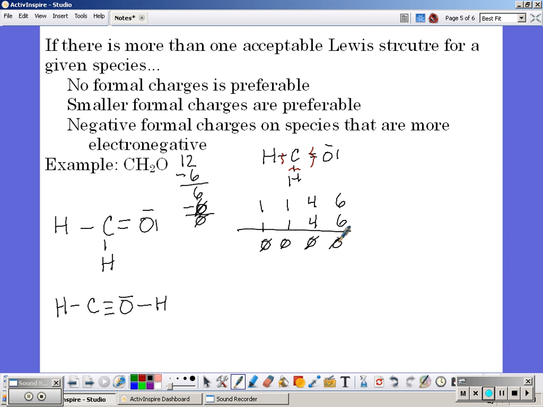Let's look at the other instance to see how the formal charges would change here. Hydrogen has 1 valence electron, carbon is 4, oxygen is 6. If we were to break the bonds and split it between the atoms, hydrogen still has 1 electron assigned to it. Carbon has 1, 2, 3, 4. And oxygen has 2, 3, 4, 5, 6. Leaving them all 0.